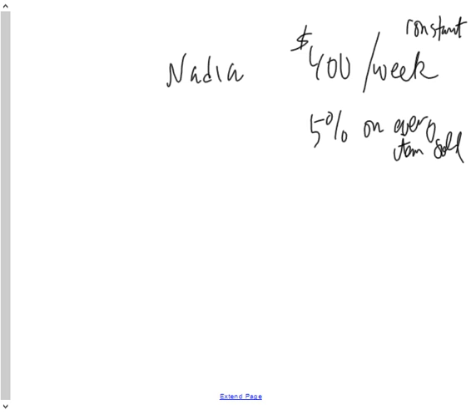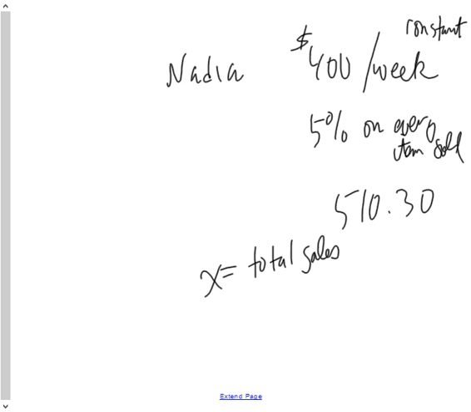So at the end of her week, she earned $510.30. So she earned $510.30 in a week. So first thing we're going to decide, X equals total sales by her. So 5% we're going to represent. So 5% is 5 over 100, which as a decimal is 0.05. So 5% is 5/100ths, which is 0.05.